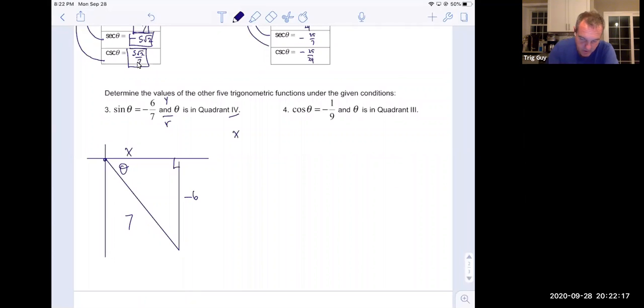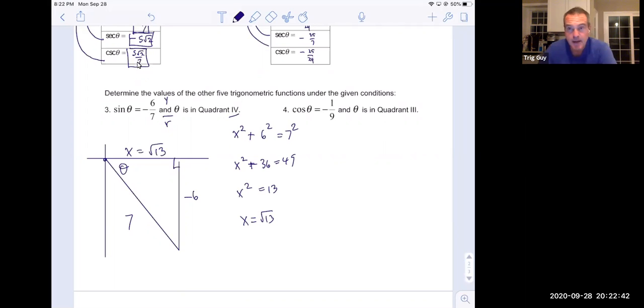So x squared plus 6 squared. Remember, keep it positive. You're squaring stuff. Is 7 squared. So x squared plus 36 equals 49. X squared, when you subtract, is 13. X is root 13. There you go. Again, not a nice number. It's trigonometry. You're going to have a lot of squares and square roots. That's just kind of the way it shakes out, right?